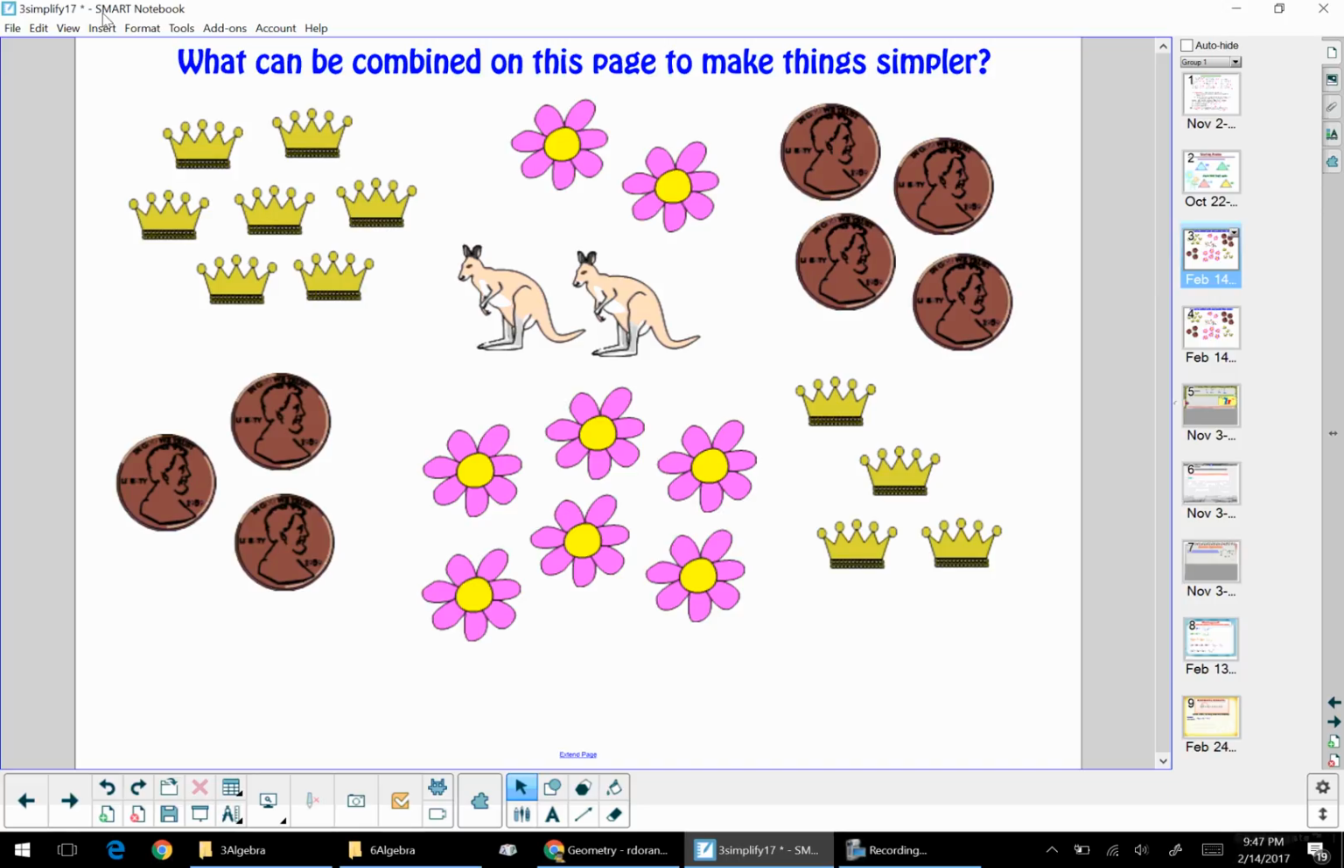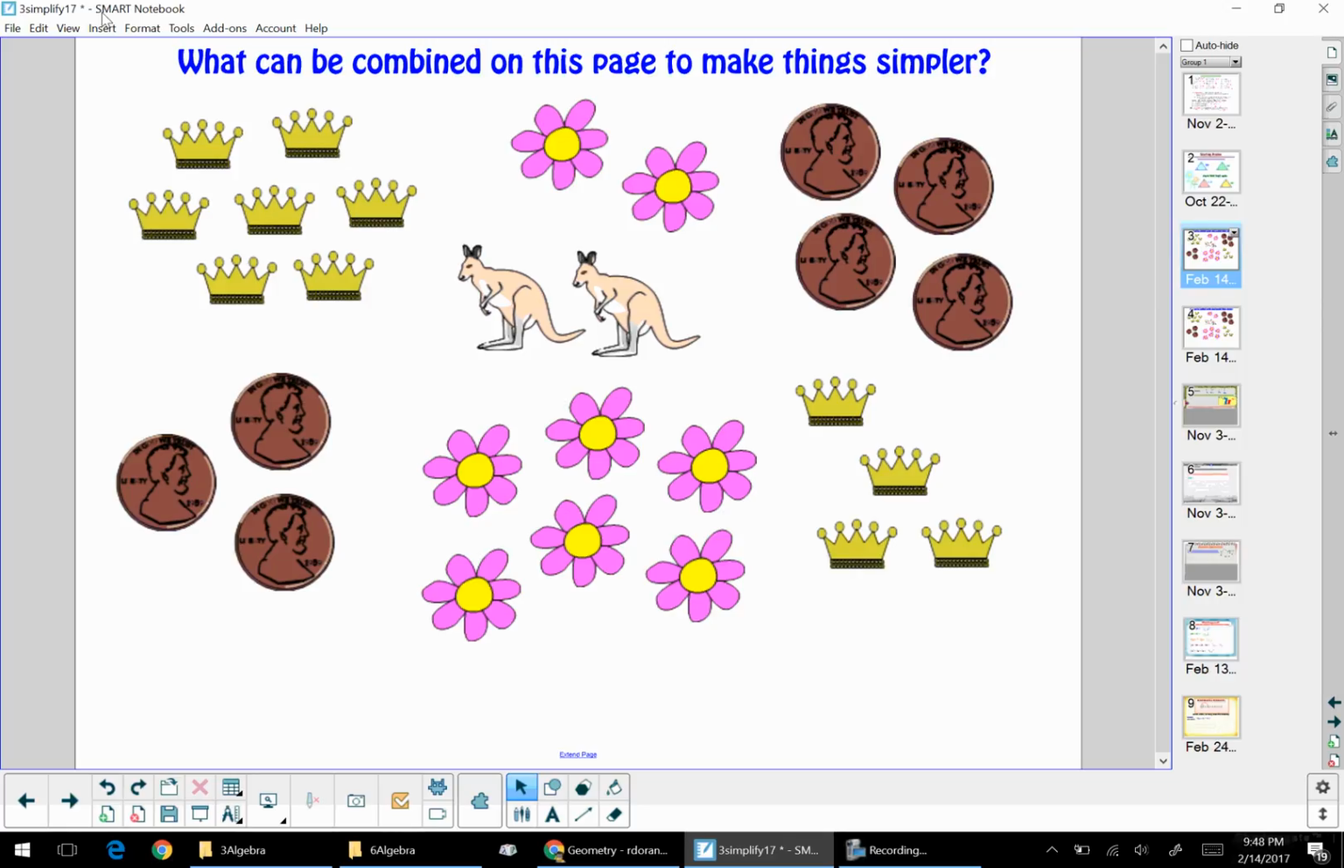So we're going to take a look at simplifying expressions today. And we're going to start by taking a look at a very simple concept, and that is combining things to make them simpler. So if I'm looking at all the different things on this page, I've got some crowns, some flowers, some pennies, and we got kangaroos. Why? I don't know. Kangaroos are cool.